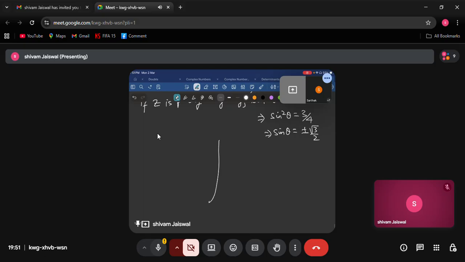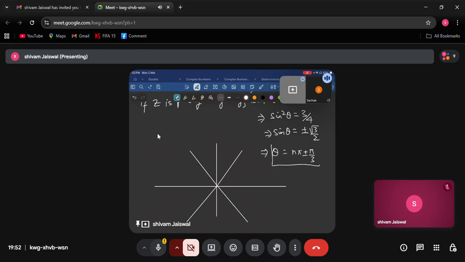Okay, so let us plot the points where sine theta is equal to plus root 3 by 2. Sine theta is equal to root 3 by 2 at 60 degree and at 120 degree. Sine theta is equal to minus root 3 by 2 at 180 degree plus 60 degree and 360 degree minus 60 degree, that is 300 degree. So this implies theta is equal to n pi plus minus pi by 3. Is it clear to everyone? Tell me.